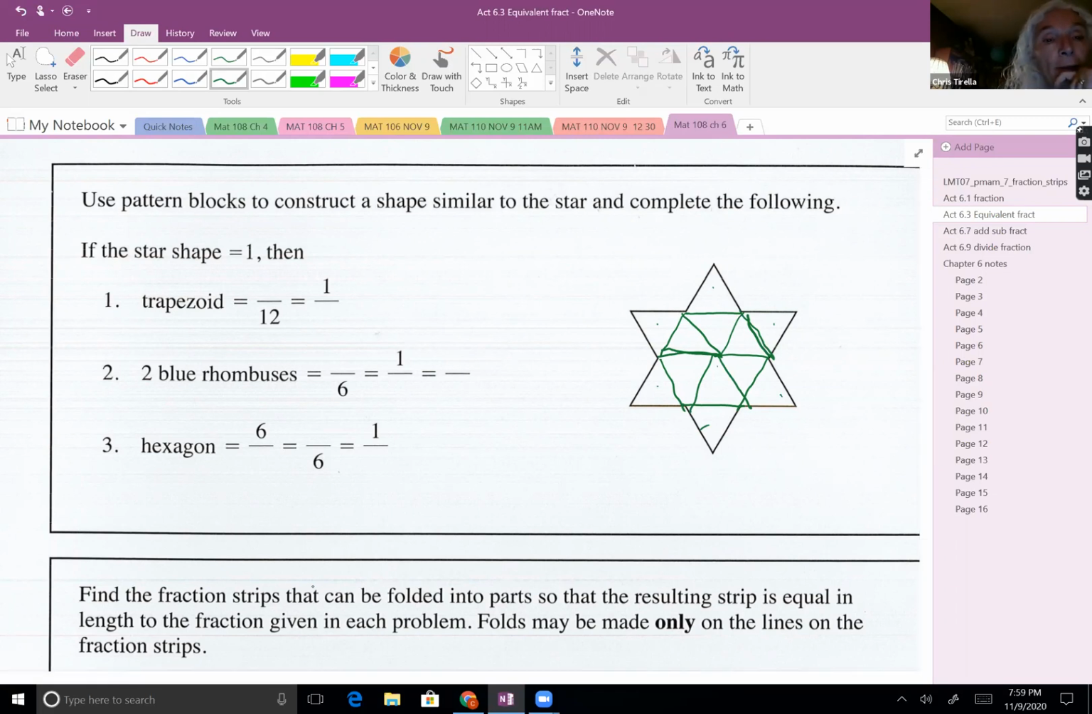And now I want to compare it to the trapezoid. Well, the red trapezoid, we said that the red trapezoid is like a half a hexagon, or like 3 triangles. And so wouldn't that be 3/12? Or a quarter of my star?